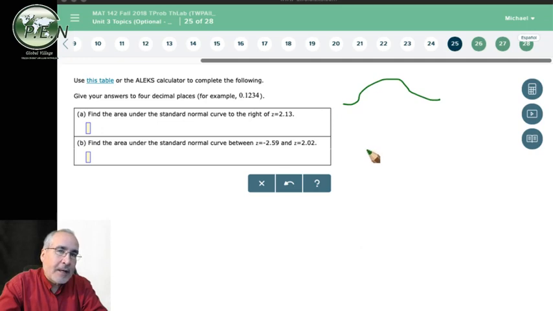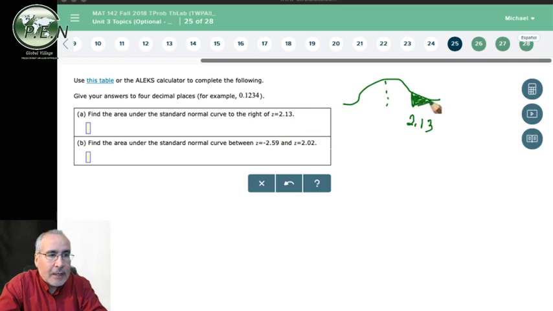Whenever a z-score is positive, it's above the mean. So here's our mean in the middle. It's going to be out here somewhere, 2.13. And we want it to the right. We want this area here. Now, the last question had us actually do this shading, but we have to kind of work through this ourselves. So this is what we want.